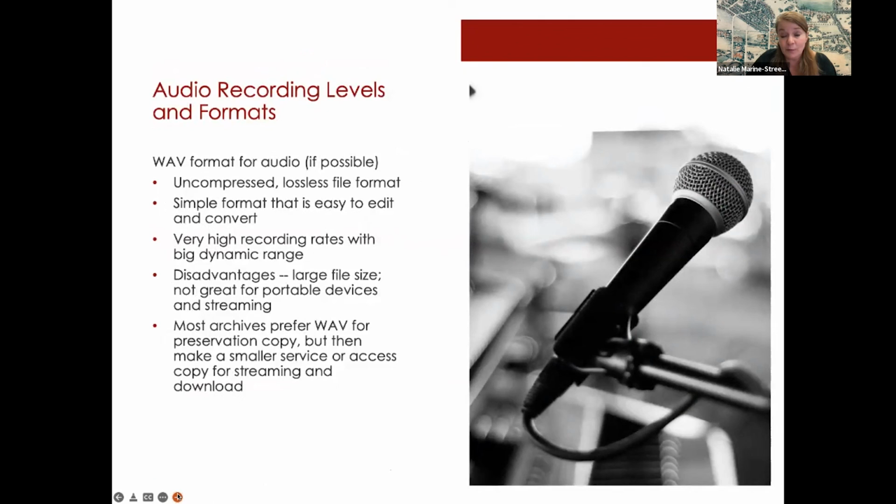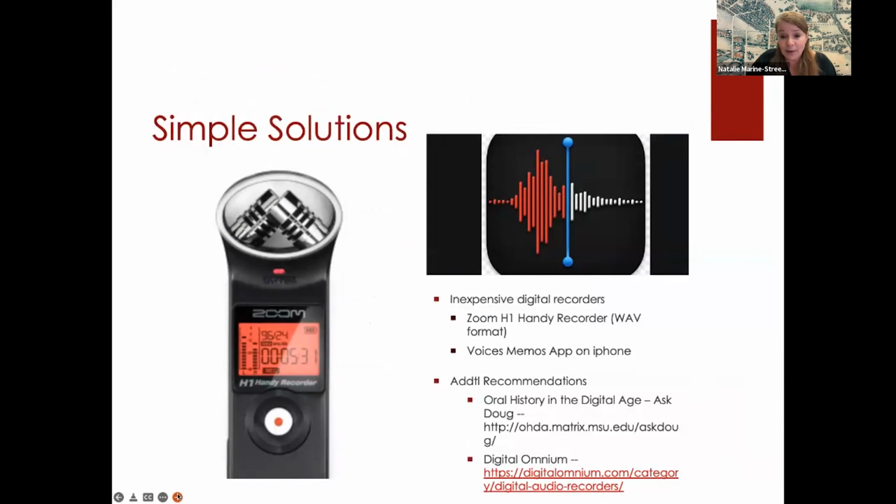I won't talk a lot about audio settings, etc. But it will be in the slides, and I'll be available for any questions. Additionally, about recorders, this is the recorder that we use when we do in-person interviews. It's inexpensive, it's easy to use. It records in WAV format, which is good for archival preservation because it's uncompressed. Not totally necessary, but if you do have access to a device that records in WAV, archivists really prefer that. There's additional recommendations at the websites I'll give you here.